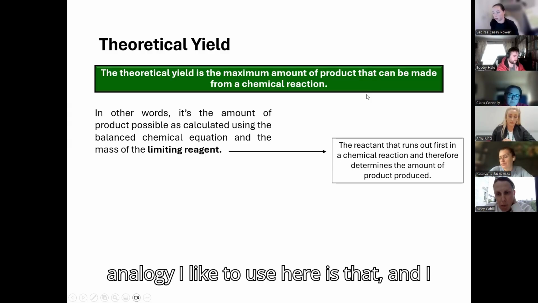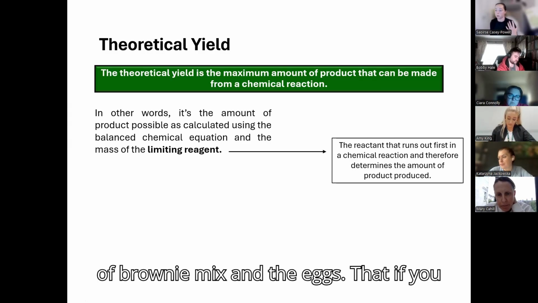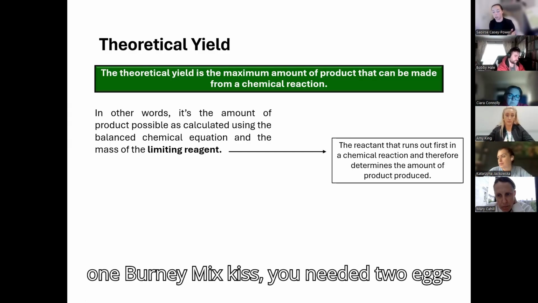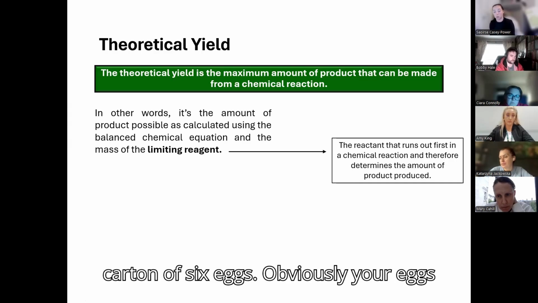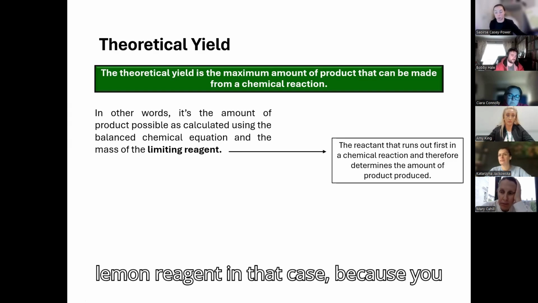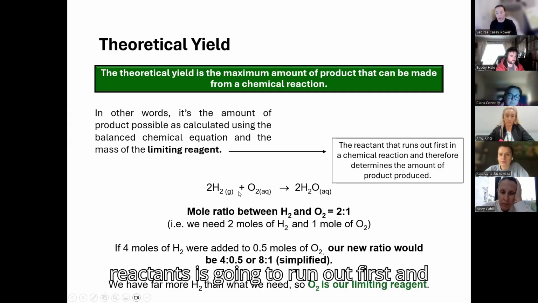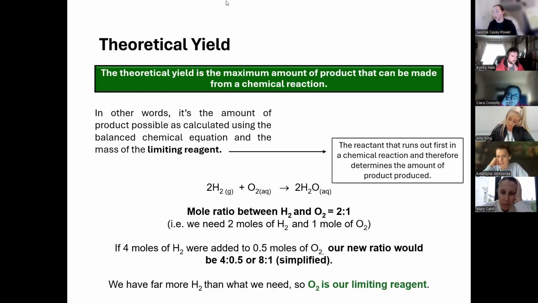So the analogy I like to use here, and I mentioned it last week, is about the box of brownie mix and the eggs. If you wanted to make a batch of brownies, you had one brownie mix kit, you needed 2 eggs for that brownie mix kit, but you have a carton of 6 eggs. Obviously, your eggs are in excess. Your brownie mix is the limiting reagent in that case, because you can only make one batch of brownies from that. So in the exact same way as a chemical reaction, one of these reactants is going to run out first, and we will have excess of one reactant left over that's not going to be used up.